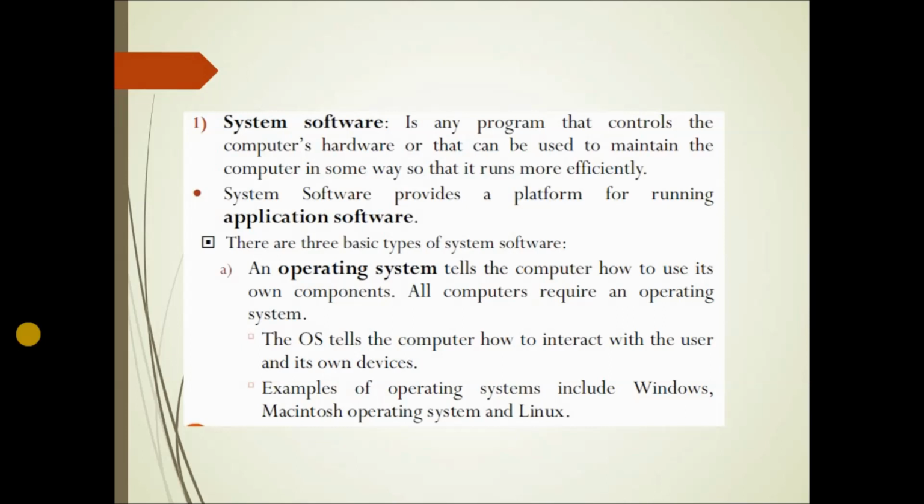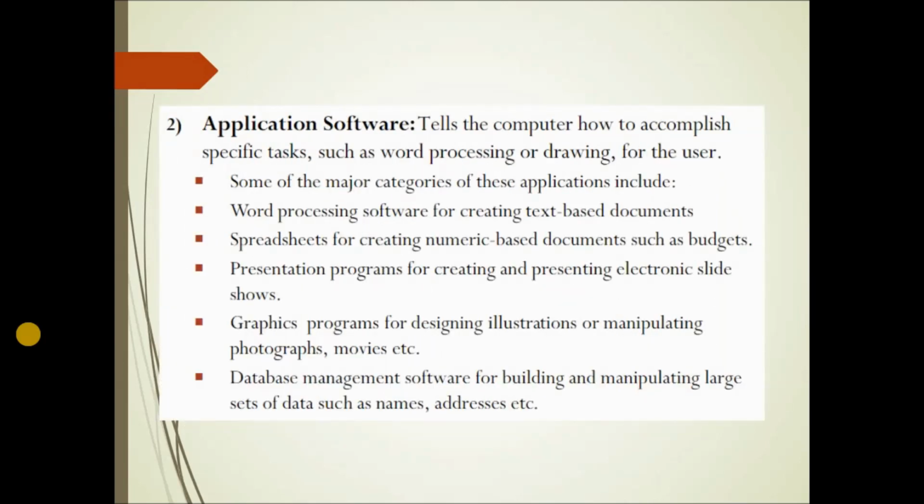After that, application software is coming. Application software is the software or program which is used to perform any application specific task. For different applications, different software is used. Application software tells the computer how to accomplish specific tasks such as word processing or drawing for the user. See, if you are going to edit a photo, then you are going to use Photoshop, that is the application software. That application is used to edit only photos.